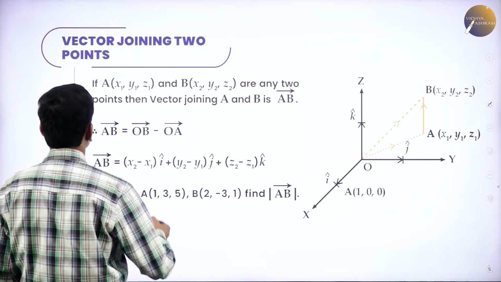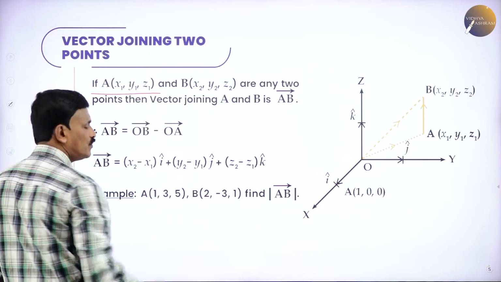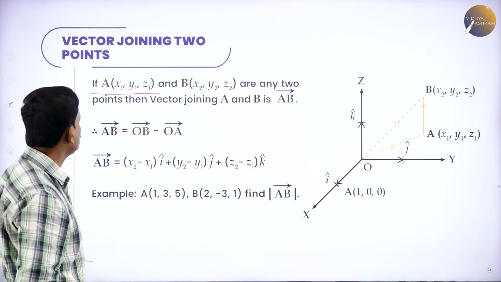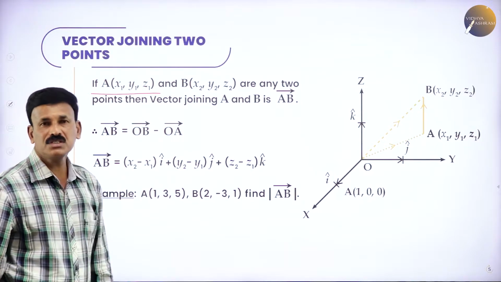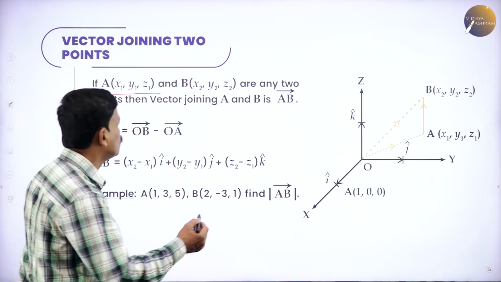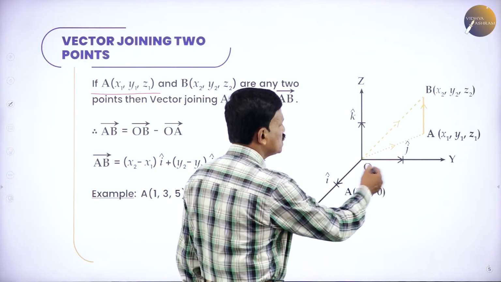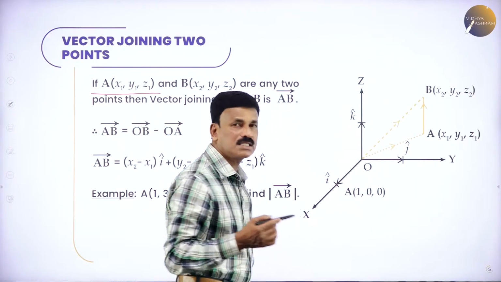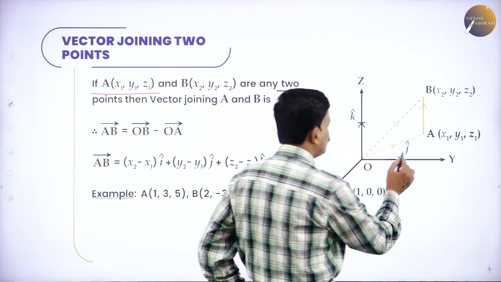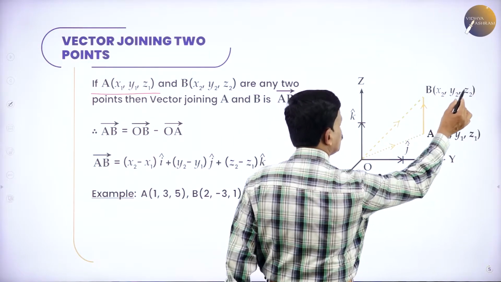Now let us come to the next concept. What is the next concept? Vector joining the 2 points. If A (x1, y1, z1) and B (x2, y2, z2) be any 2 points, then the vector joining these 2 points A (x1, y1, z1) and B (x2, y2, z2) is vector AB. Now let us consider this is the x-axis, y-axis and z-axis. Let us consider the points: the coordinates of A are x1, y1, z1 and B are x2, y2, z2.